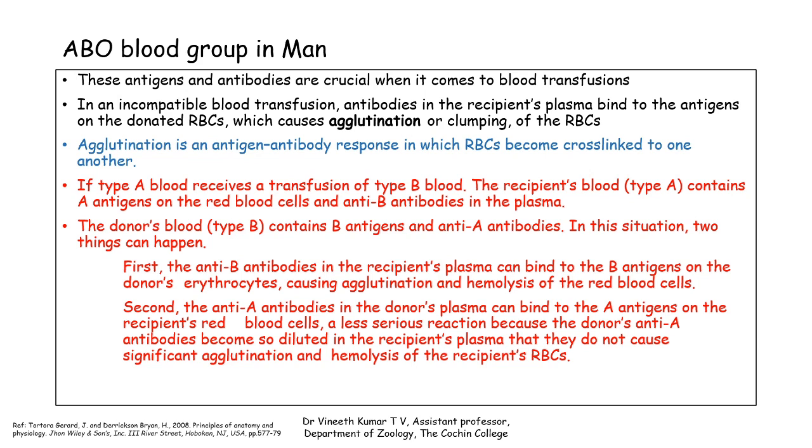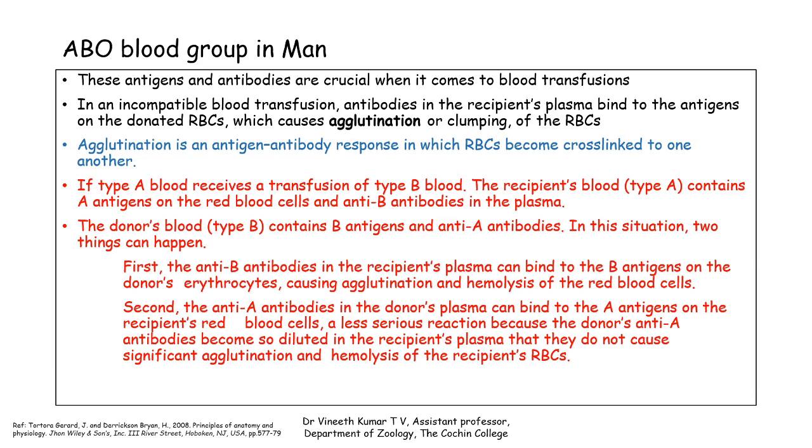So in the last sessions we discussed the peculiarities of RBC, its structure, which was followed by what the antigens and antibodies present in the blood are, which is related to the human blood group. So we are continuing our discussion on the ABO blood group in man.